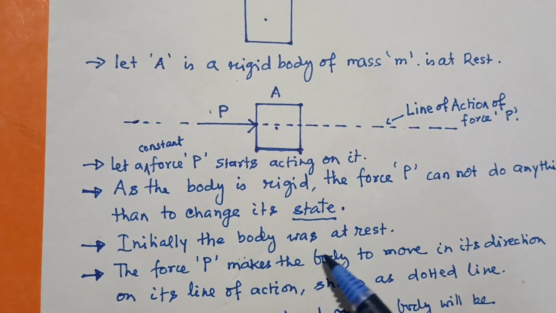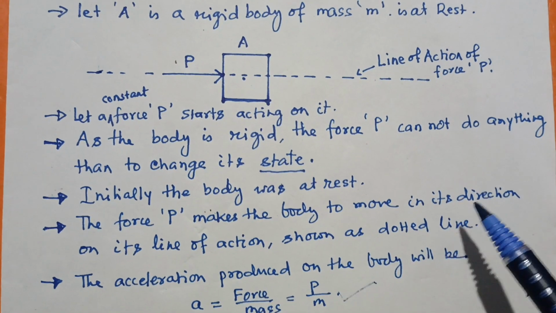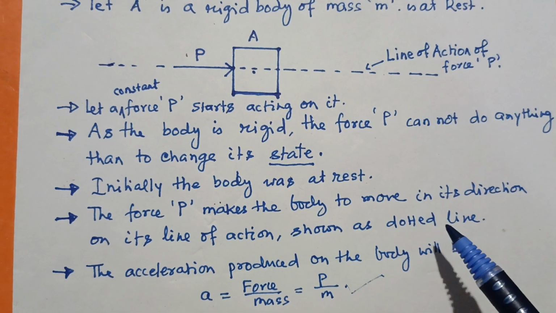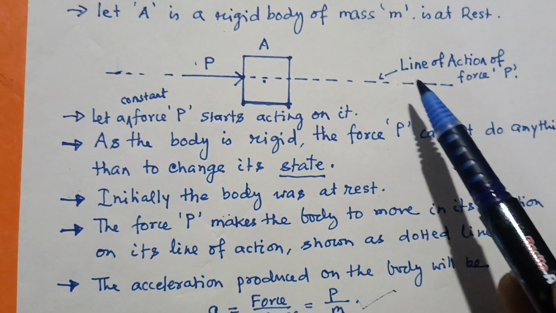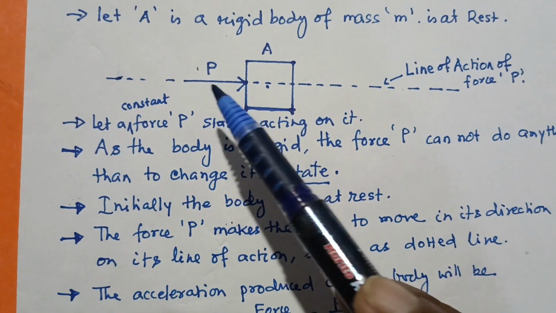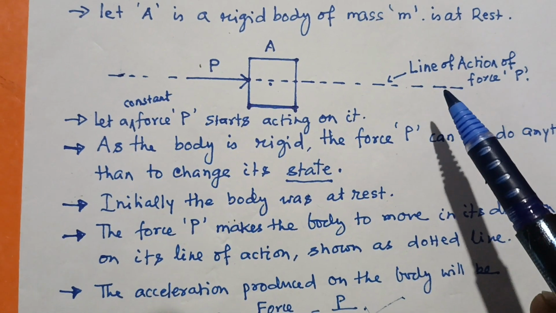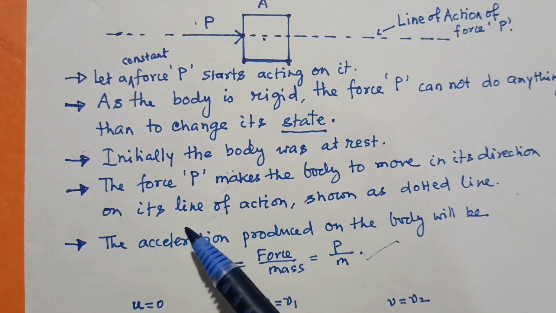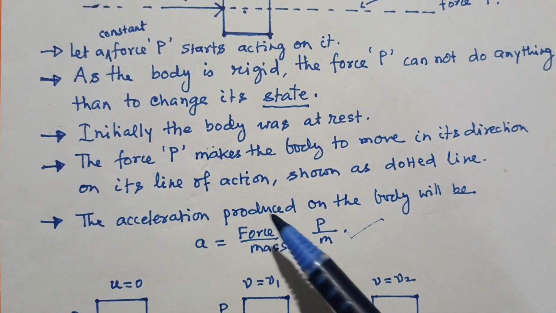Initially the body was at rest. The force P makes the body move in its direction, along its line of action as shown by the dotted line. So the dotted line shows the line of action of the force P. The force P makes the body A move along this dotted line in the direction in which the force acts.